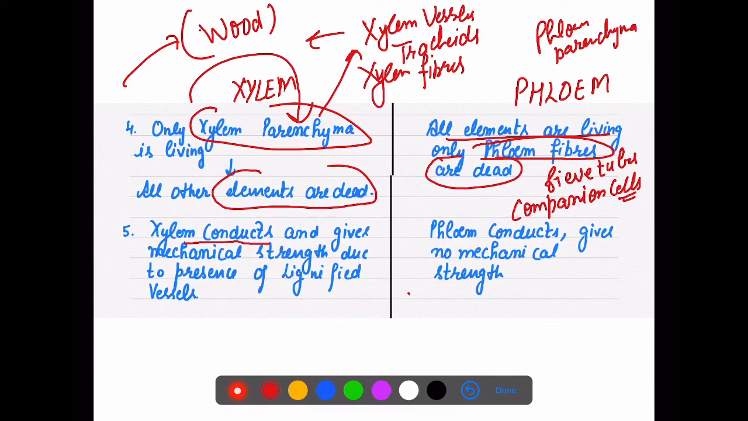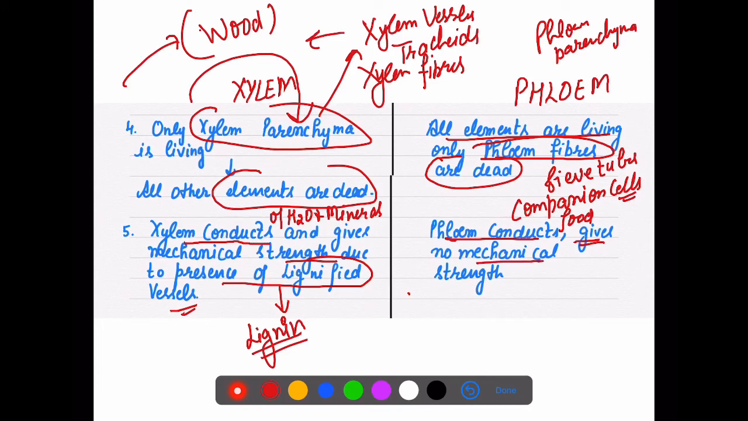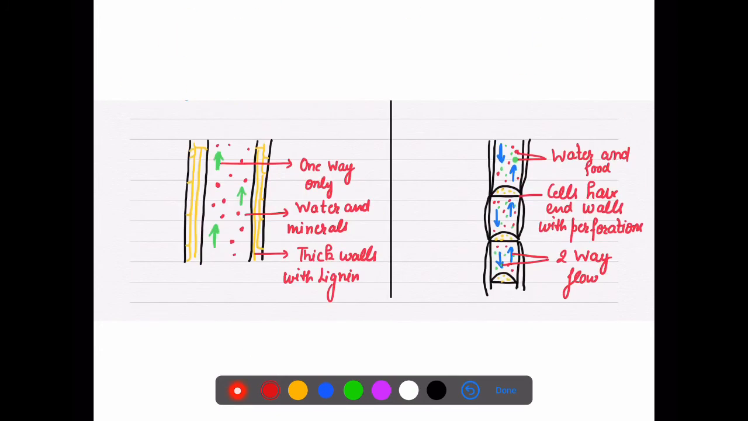Xylem helps in conduction of water and minerals, as well as it gives strength due to the presence of lignified vessels. Why are we calling them lignified vessels? Because of the presence of a substance called lignin. Phloem conducts only and only food. It does not provide any mechanical strength to the plant. So these are the five main points of difference between xylem and phloem, and the sixth is the diagrammatic view.